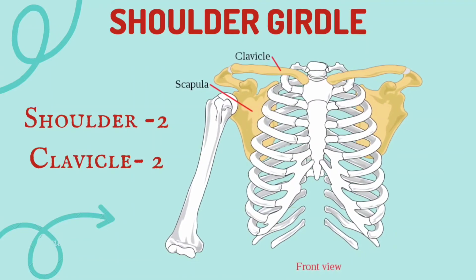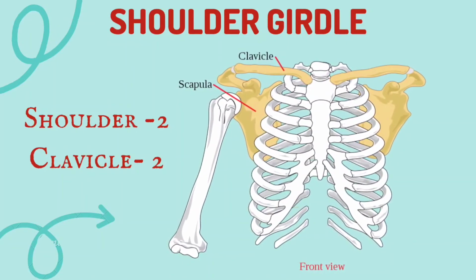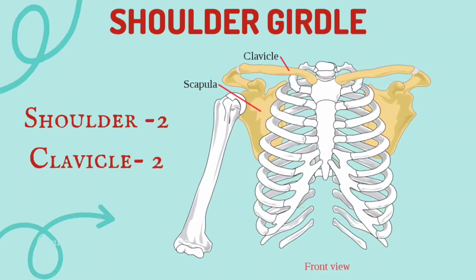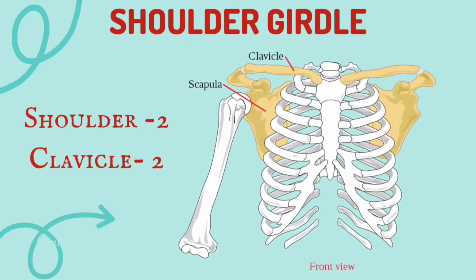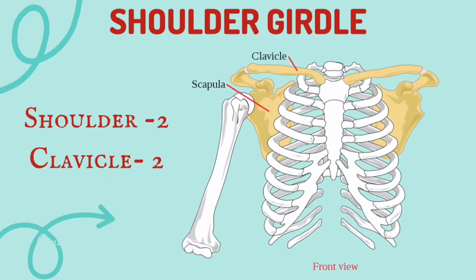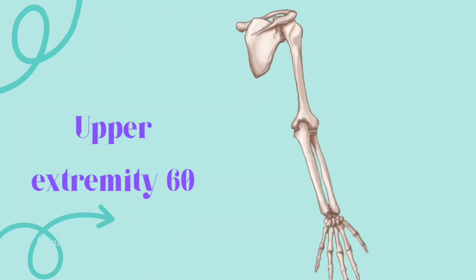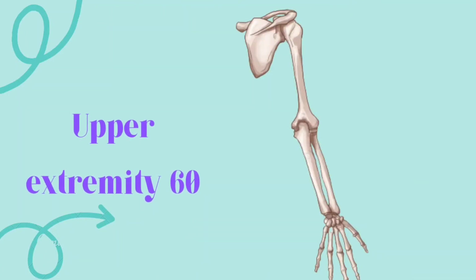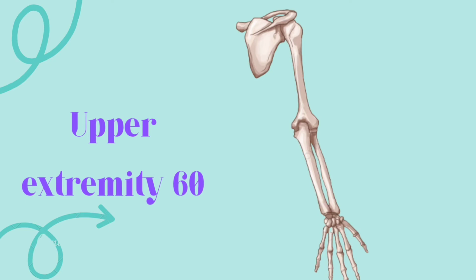So you can see the front view of the shoulder girdle. At your left side you can see the scapula and clavicle. So there are mainly two scapulae and two clavicles. Next is the upper extremity. It mainly consists of 60 bones. The upper limbs are made up of the arms, forearms, wrists and hands.